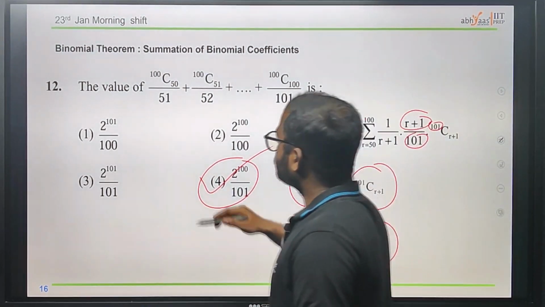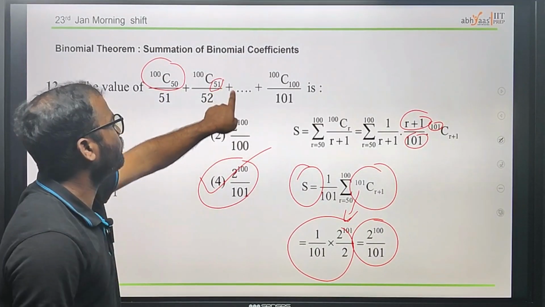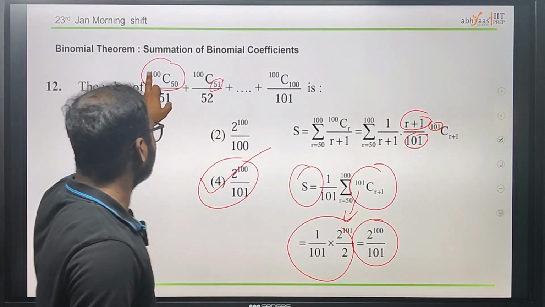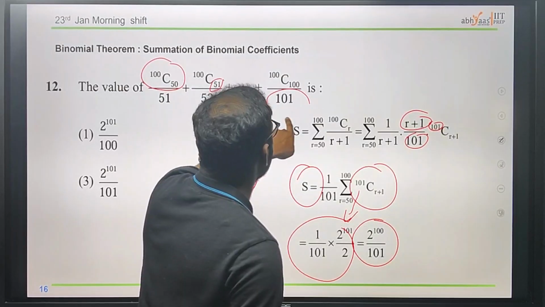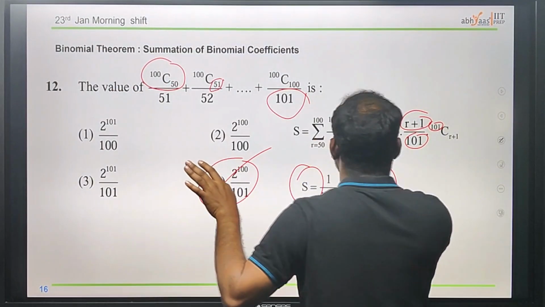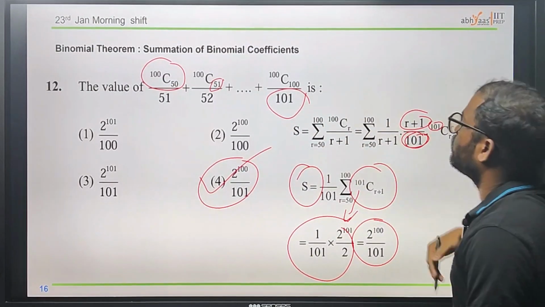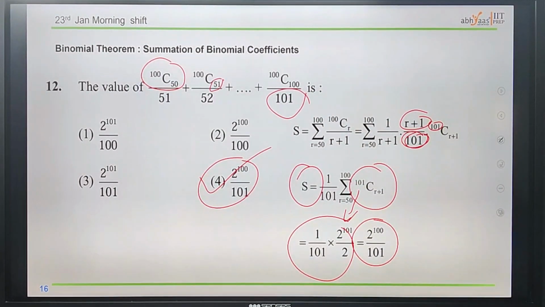See here, we have 100 starting from 150, but here we have 151. Since here we have 101, we need to make it like a general term. For that reason, 101 has to become outside. Just make it like 101 multiplied with that thing.